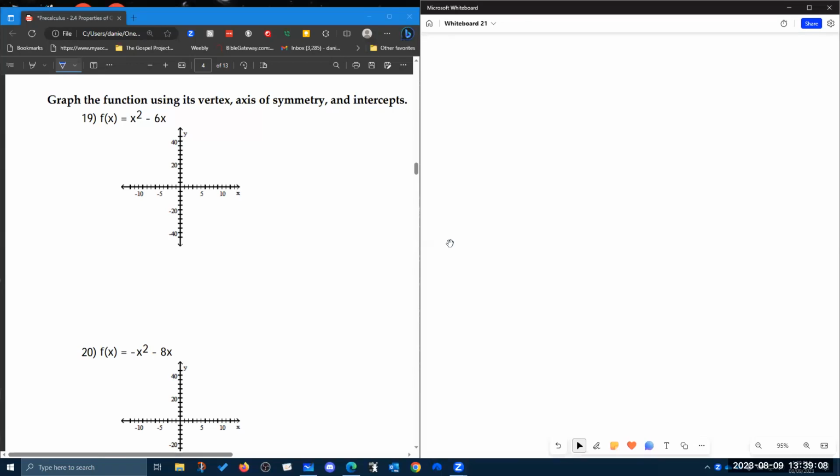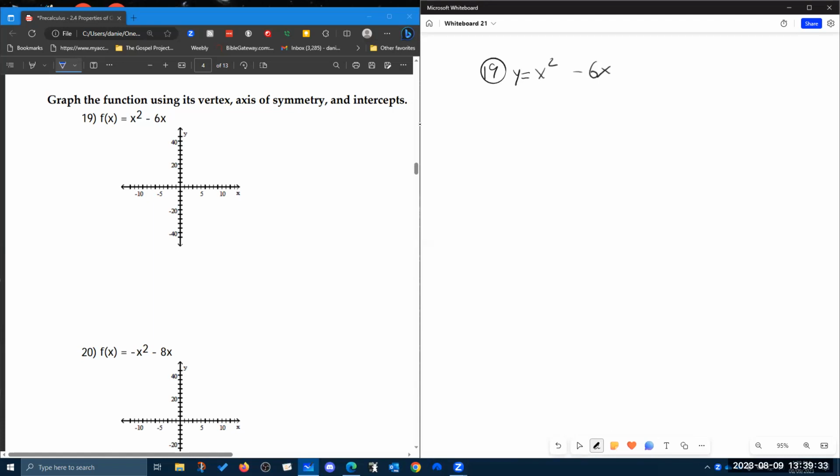In this video, we are going to graph quadratic functions using the vertex, axis of symmetry, and intercepts. So we are not going to complete the square this time. Number 19, we have y equals x squared minus 6x.